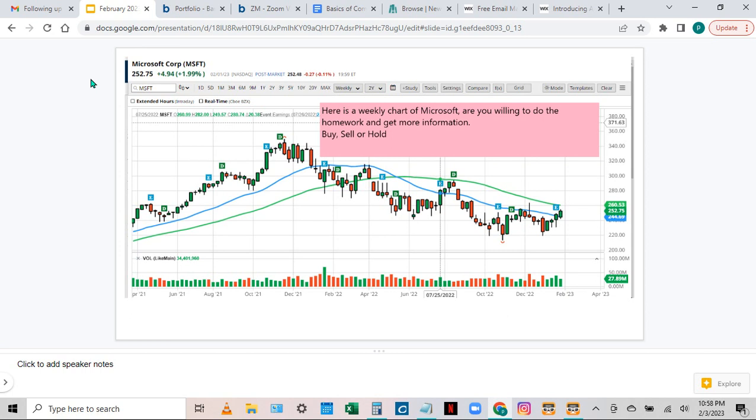So how does that affect your decisions? Again, you're not going to see a bunch of indicators on my charts because I don't use them. But are you willing to do the homework and get information? So after you look at this chart, maybe you consult the monthly chart, and then maybe the daily chart, and then maybe some basic financial information on Microsoft about earnings or revenues, and then in your mind, buy, sell, or hold, or not for me at this time, right? So that's for you guys to decide, but that's a 2-year weekly chart of Microsoft.